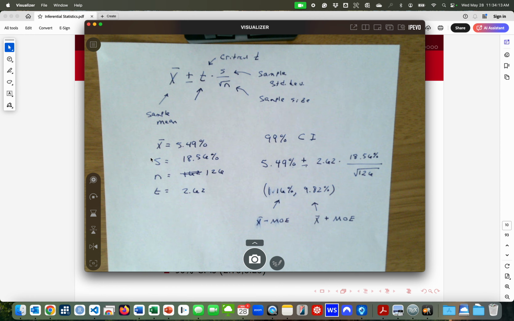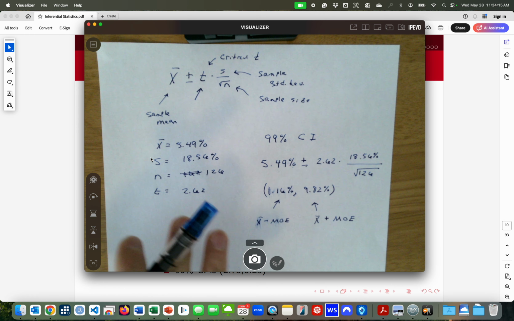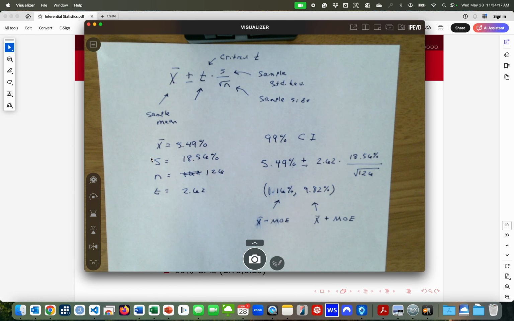So we're going to do a lot of this in Excel. I wanted to work through one example here by hand, just so you can see where the numbers fit and how we actually get that upper and lower bound. But everything else that we do for confidence intervals will be done in Excel.